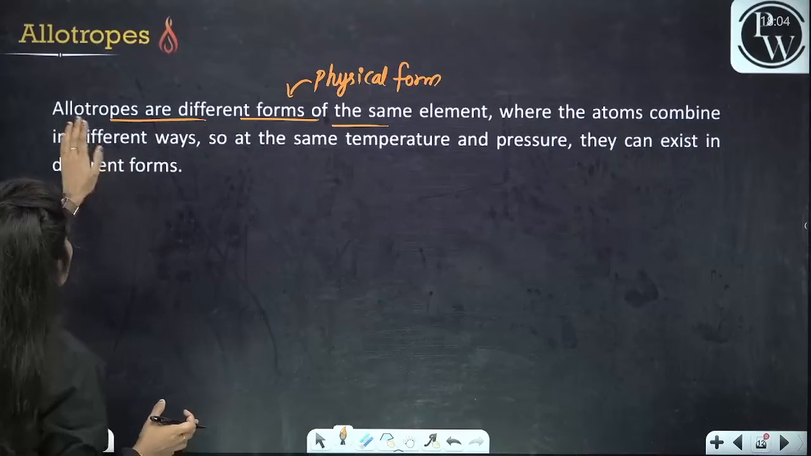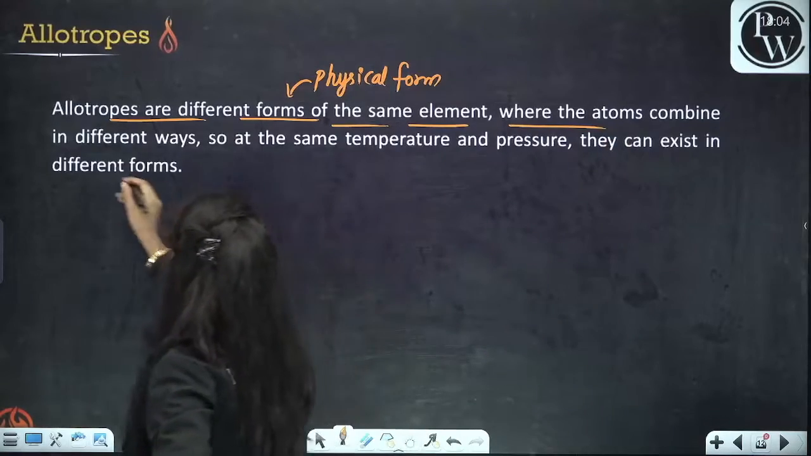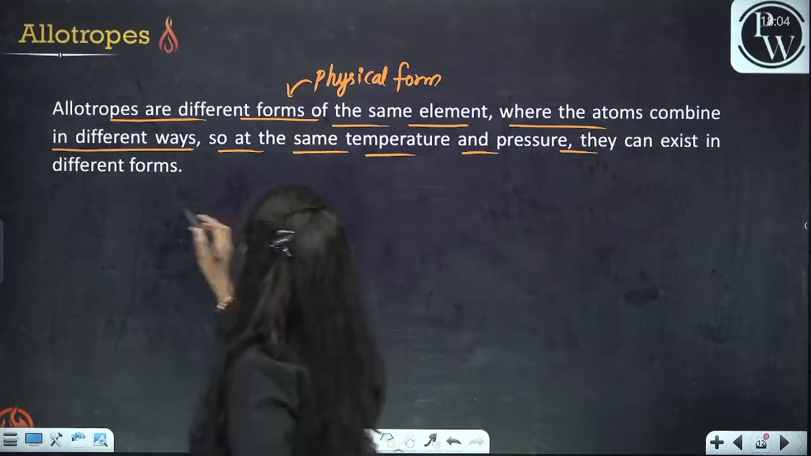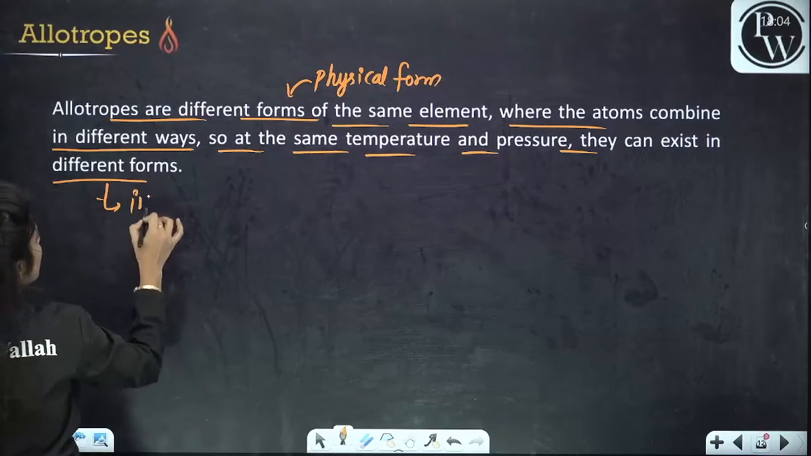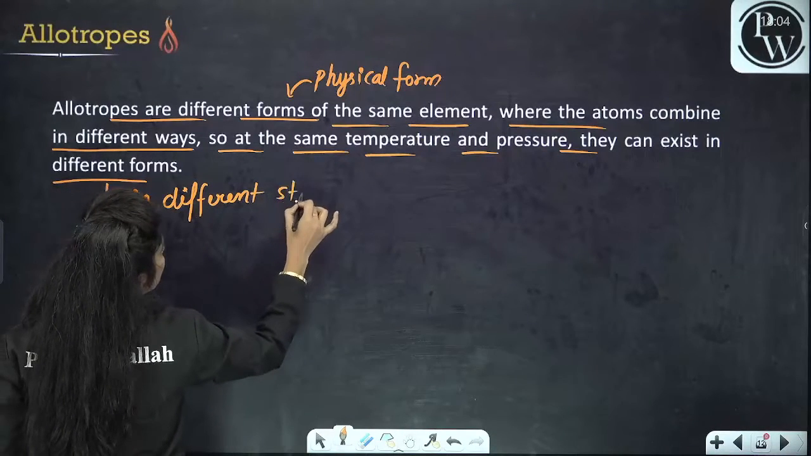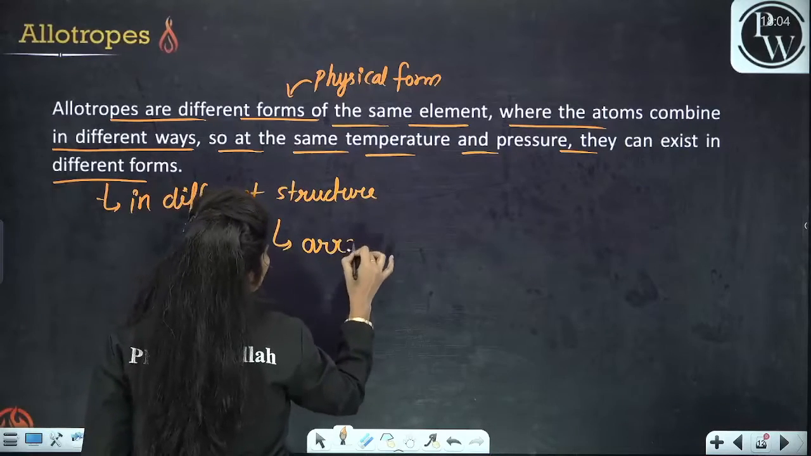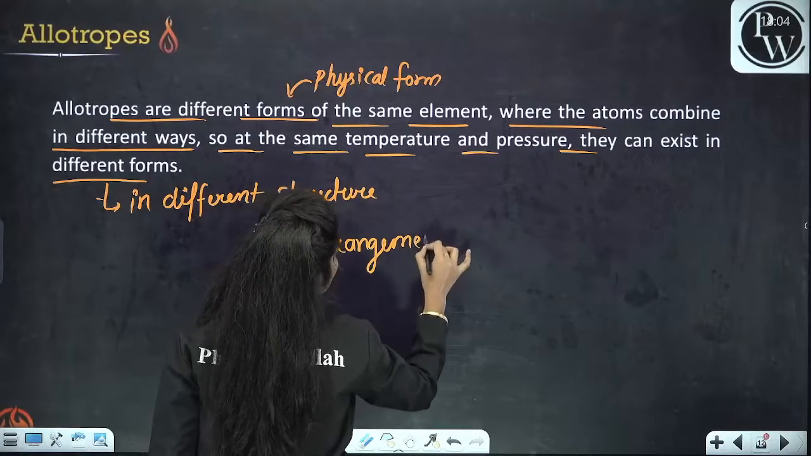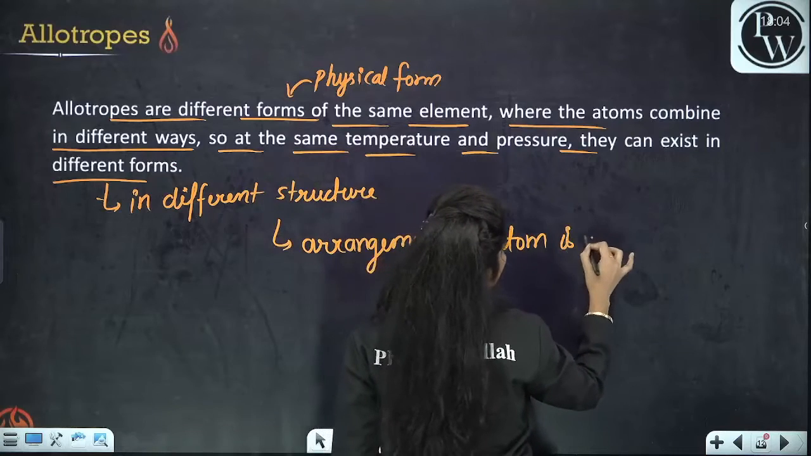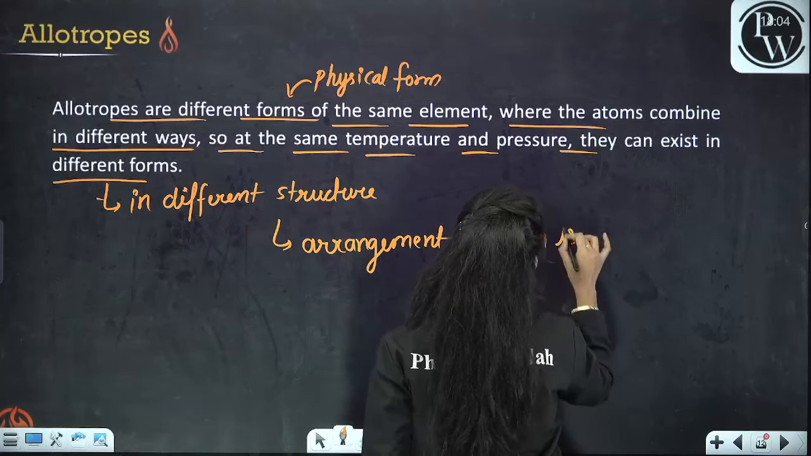So, you need to understand allotropes are the different forms of the same element where the atoms combine in different ways. At the same temperature and pressure, they can exist in different forms, in different structures, where the arrangement of atoms is different. Are we good?